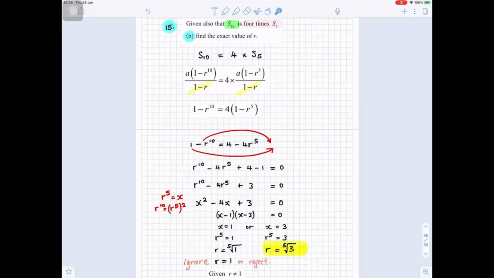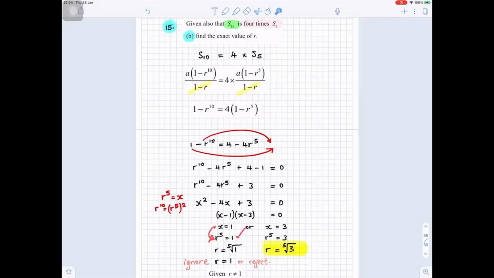Now you want to solve this. This is a disguised quadratic. What I mean is, if you make r to the 5 as x, that means r to the 5 all squared is x squared. So you can write it as x squared minus 4x plus 3. Factorize to get x minus 1, x minus 3. So x equals 1 or x equals 3. Now replace x with r to the 5.